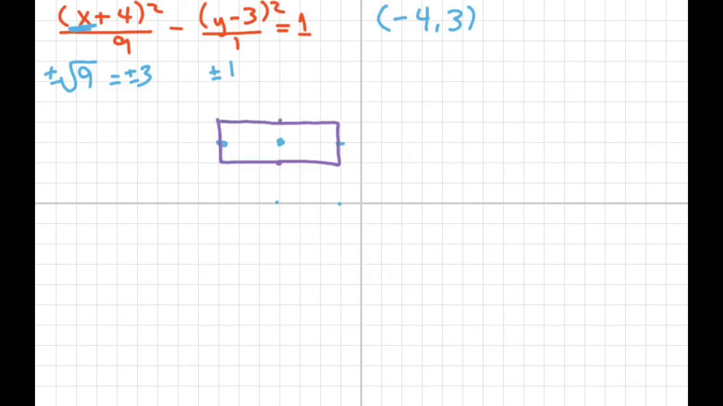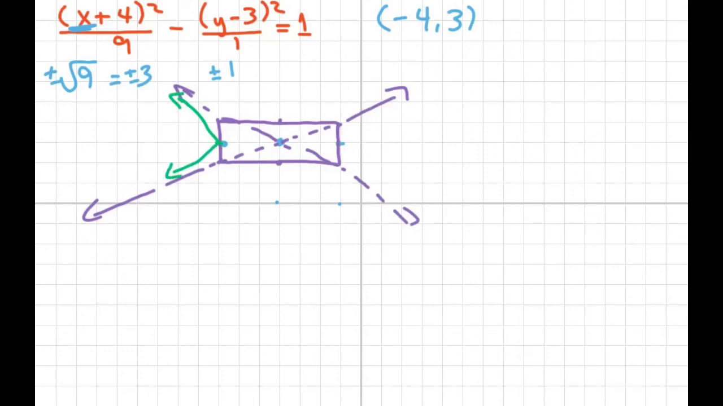Okay, and let's see if I can graph this. Go through your corners here and your center. And since x starts, we're going to open left and right. Again, it's really not about the graphing. What I want to show you is that the asymptote lines do go through the center. And what we did is we went up 1 and to the right 3.